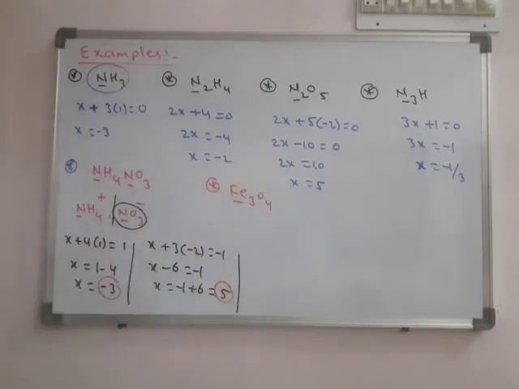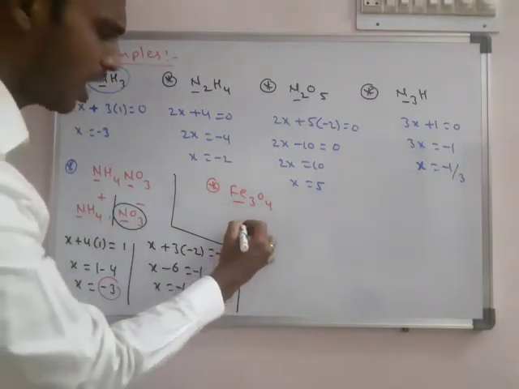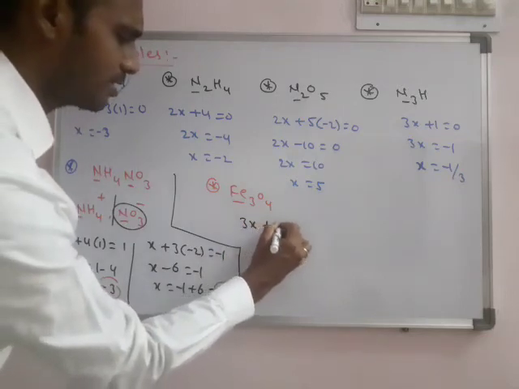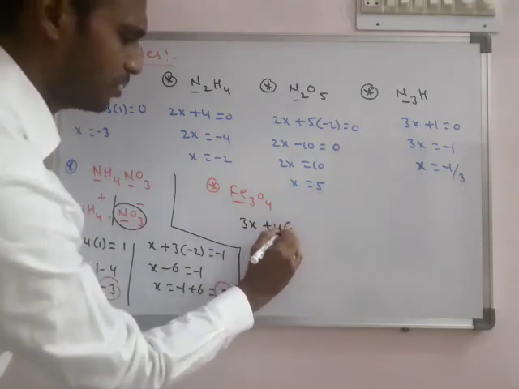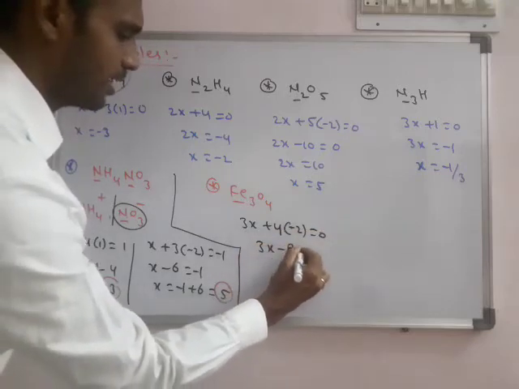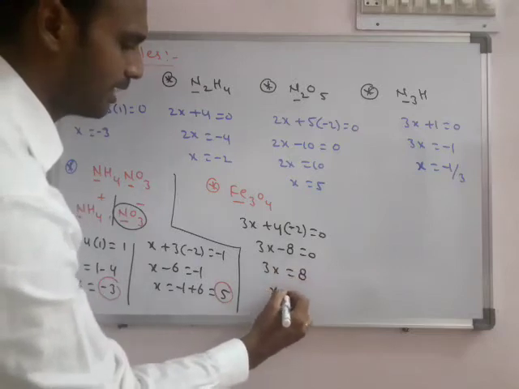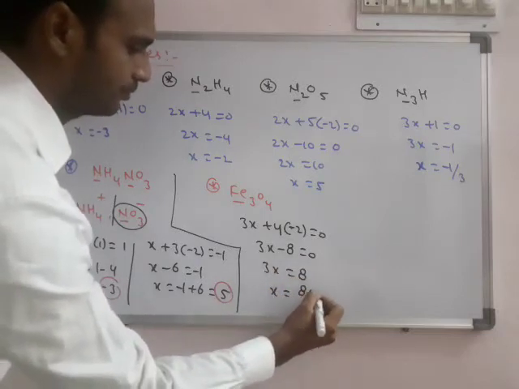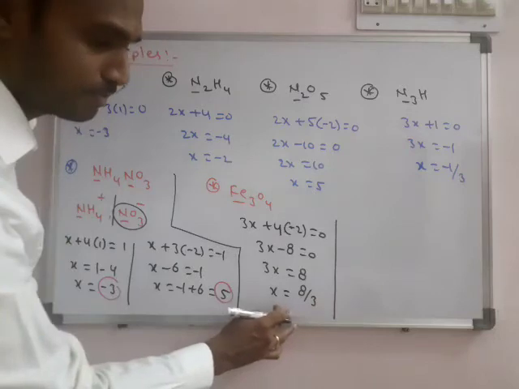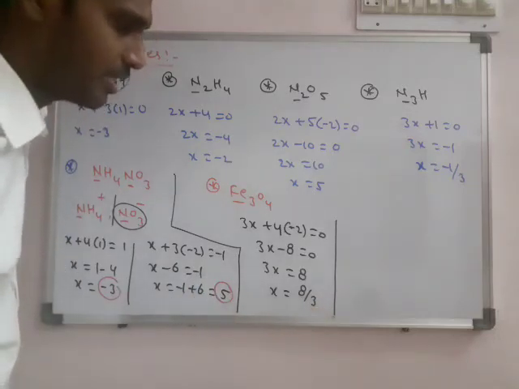Okay, next see Fe3O4. Here we have 3 choices. To calculate this, normally 3x plus 4 into minus 2, overall 0, 3x minus 8 equals 0, x equals 8 by 3. Okay, we can do like this, but based on the options in a multiple choice question, 8 by 3 may not be there. There are also other possibilities.